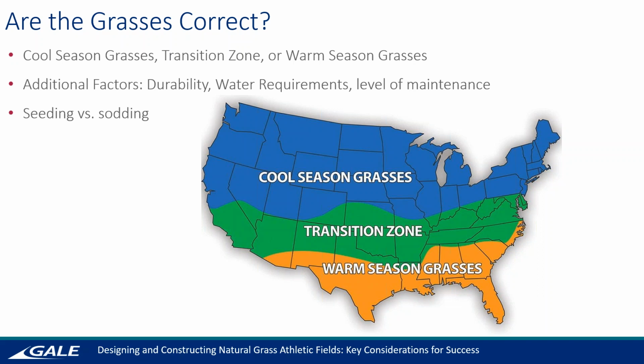And then there's the seeding versus the sodding, right? Sodding, you typically can get on it much quicker as soon as you can establish a good root growth. Typically, that can fluctuate anywhere between 45 to 90 days. If you're seeding it, it's going to take much longer to get established. And you're typically looking at probably 2 growing seasons to get a good establishment on there.